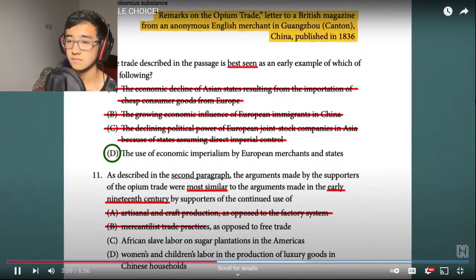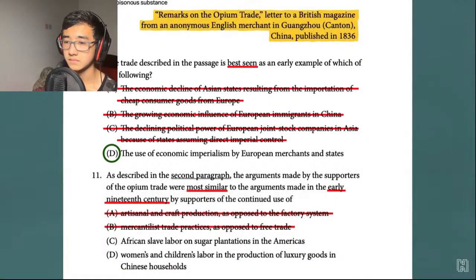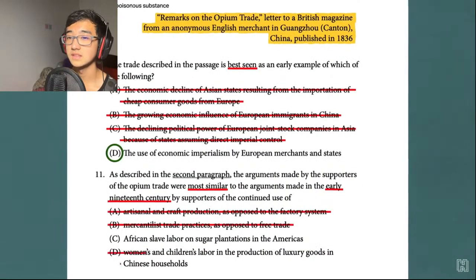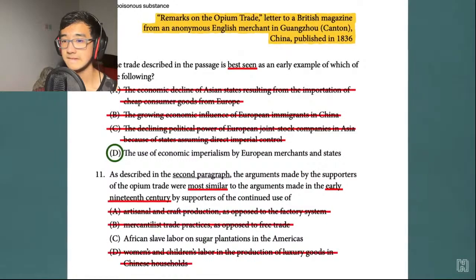Is it women and children's labor in the production of luxury goods in Chinese households? Ooh, women's and children's labor. That could be immoral. Is it highly profitable? Well, yeah. But remember, you have to think about it in the context of the time period. In that time period, women's labor and children's labor were not considered immoral. Or is it African slave labor on sugar plantations in the Americas? Was African slave labor immoral? Yeah, there was a lot of debate over that. Was it highly profitable? Yeah, so the answer is C.